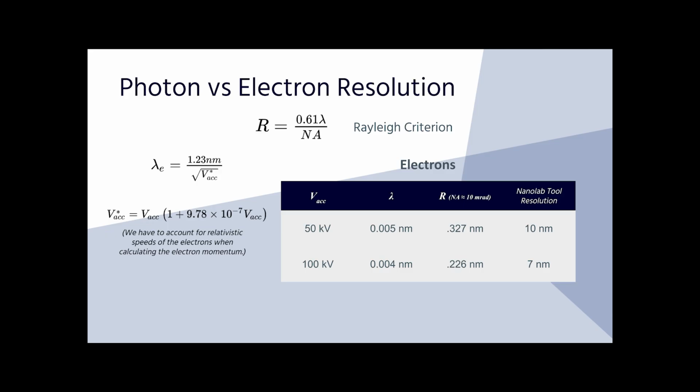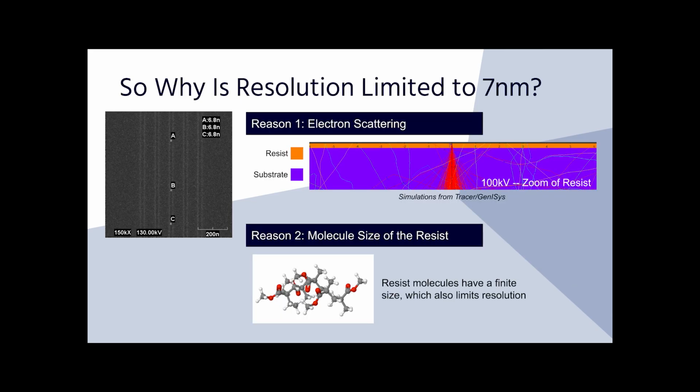Why is there such a difference between the theoretical resolution and the actual resolution? There are two reasons for this resolution limit. The first reason is that electrons have a property that photons do not. They have a non-zero charge.